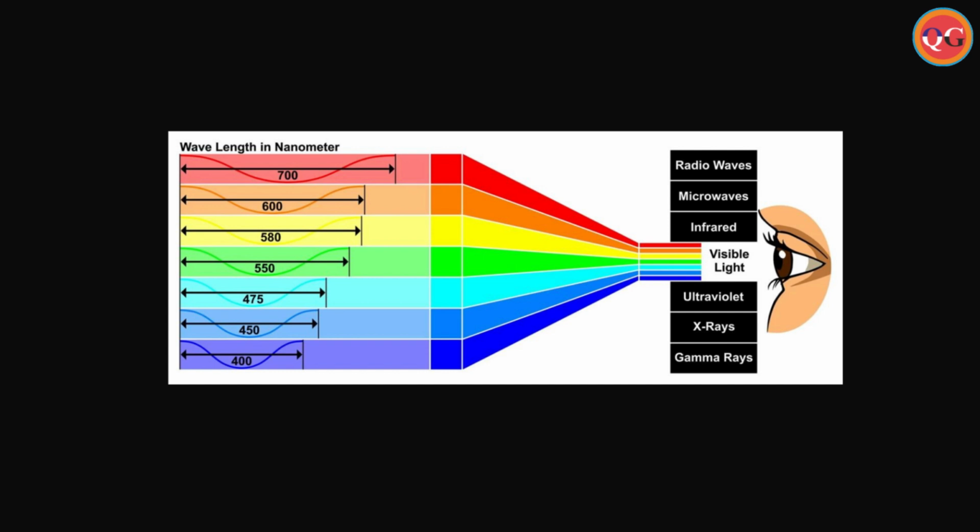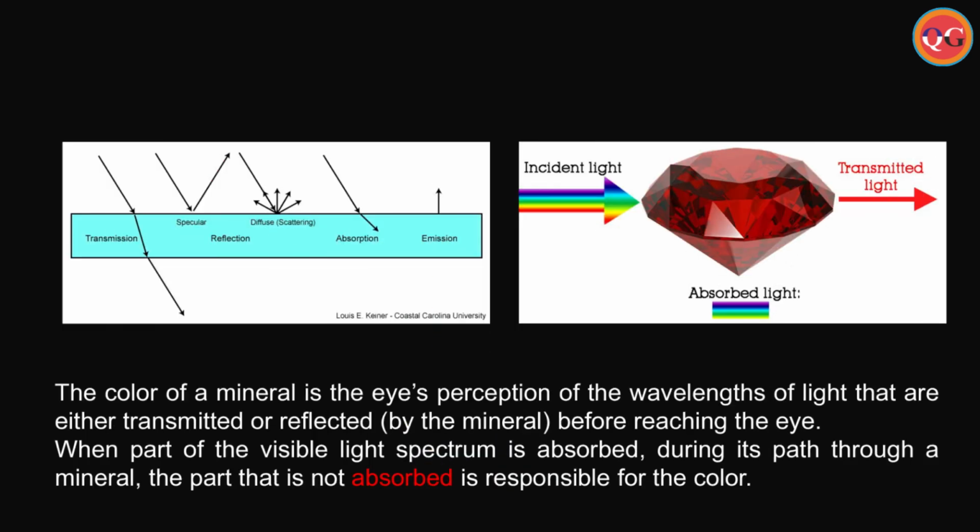In visible light, frequency determines the color. Higher frequencies correspond to violet and blue light, while lower frequencies correspond to red light. In the electromagnetic spectrum, the higher the frequency, the shorter the wavelength. This relationship is due to this equation.